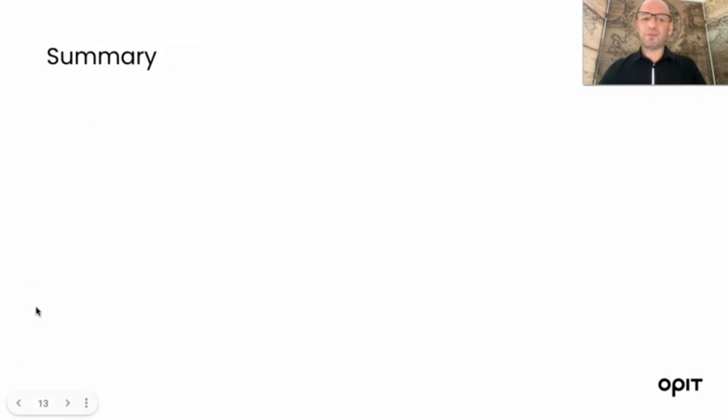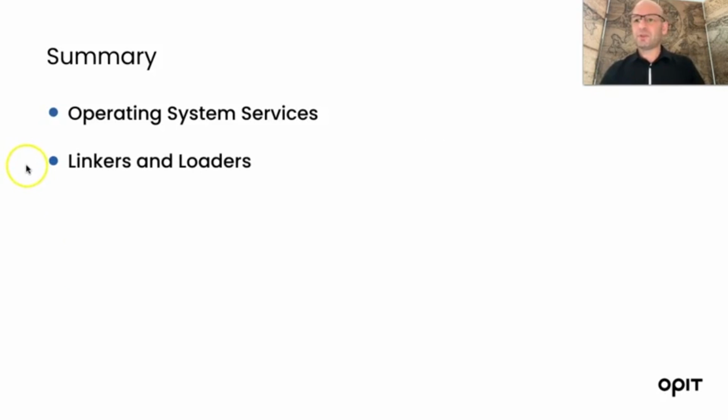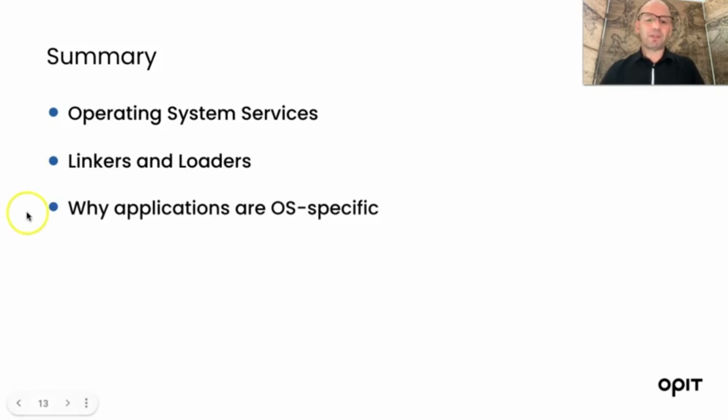All right, so that's all I want to talk about in this session. So just to summarize, we looked at operating system services. We looked at linkers and loaders, so how we can dynamically link libraries when a program is loaded. We also looked at why applications are operating system specific. So, for example, each operating system provides different utilities and features, and also a unique set of system calls. And then lastly, we looked at some operating system design and implementation concepts.